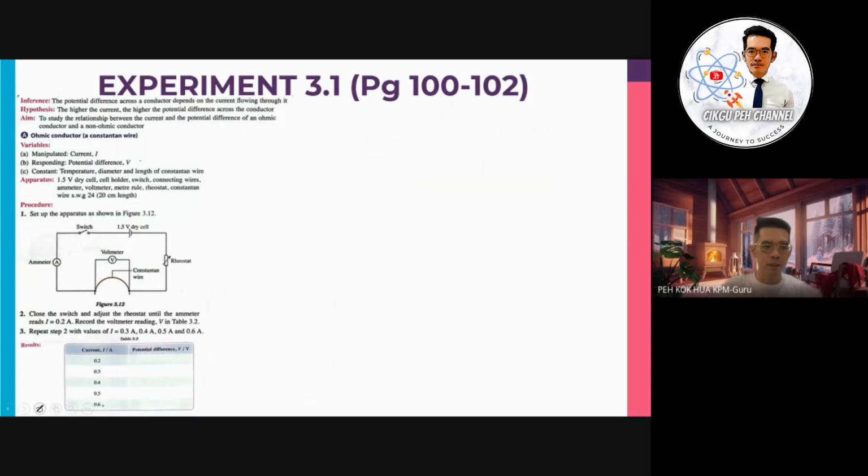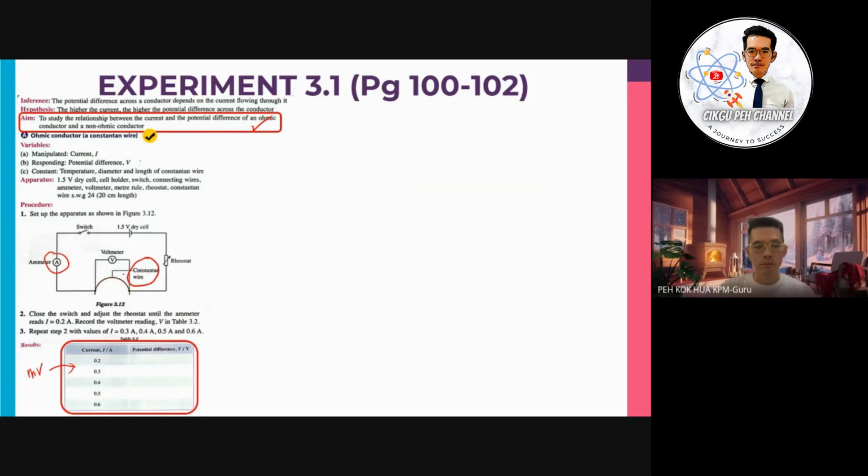Here you can see there are 5 data that will be collected, and you will need to measure the voltage via the voltmeter here. Okay, so this is the end of the experiment, just like I discussed already. Related to the first experiment, it will be the ohmic conductor using the constantan wire. You have to collect the data where the MV will be current, by the reading of the ammeter. Then the RV here will be potential difference, which is the reading of the voltmeter for the first experiment.